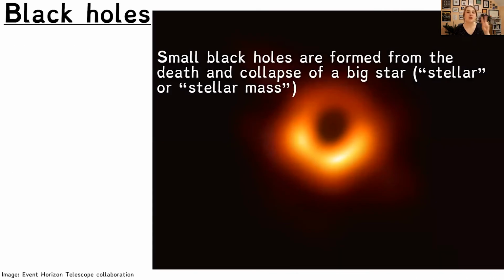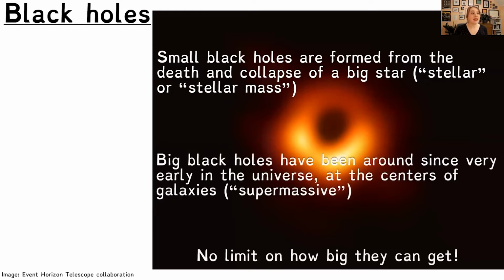So there's two types of black holes that exist in the universe. We have small black holes that are formed from the death and collapse of a big star. So we call these stellar or stellar mass black holes. There are also big black holes that have been around since very early in the universe, and these are at the centers of galaxies. We call these supermassive black holes. You can tell we're very imaginative. The ones from stars are stellar. The really big ones are supermassive.